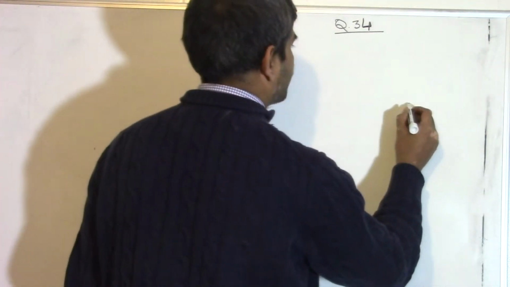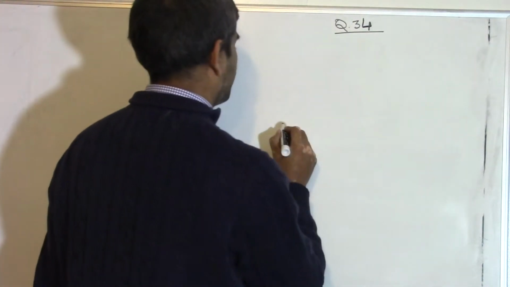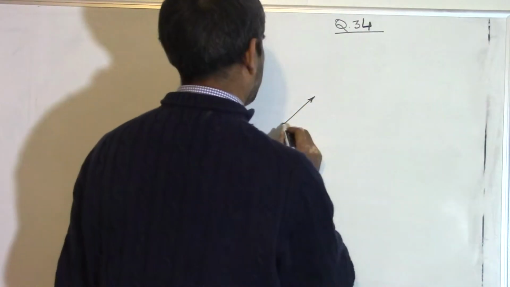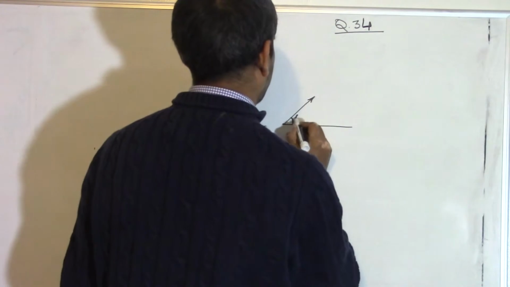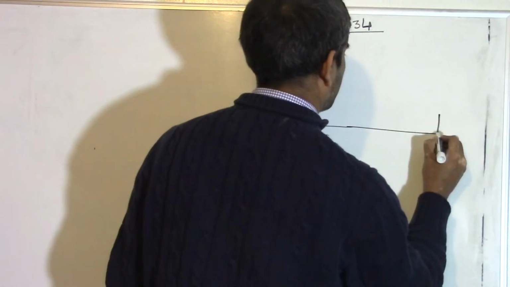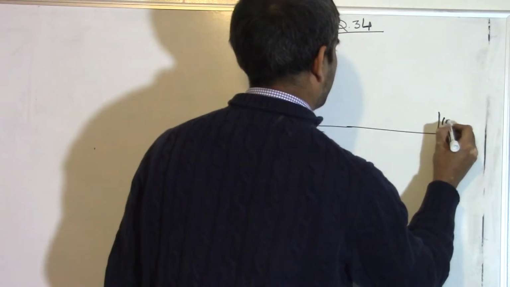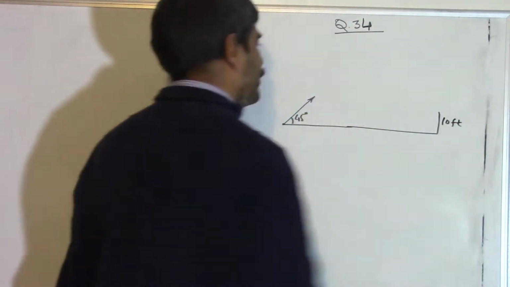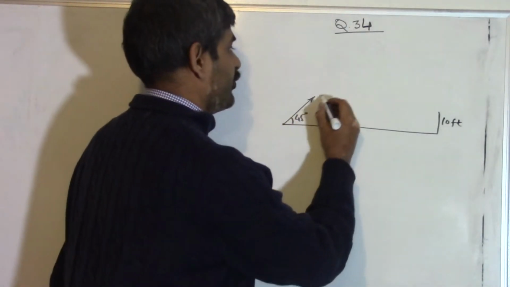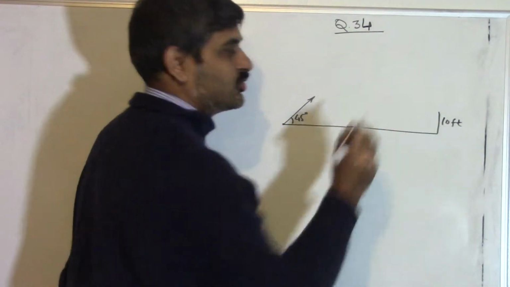So this is the center of the goal post, and they are trying to throw it, making an angle of 45 degrees to the horizontal, and we have a goal post of height 10 feet. We need to know if this football will enter into this goal post.